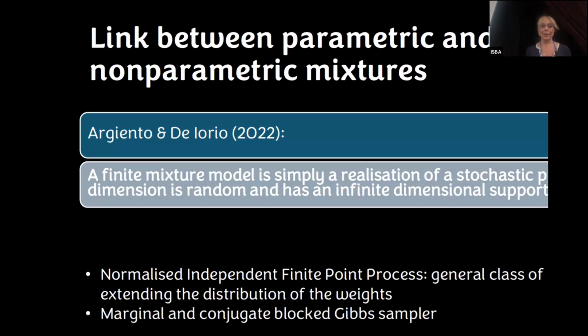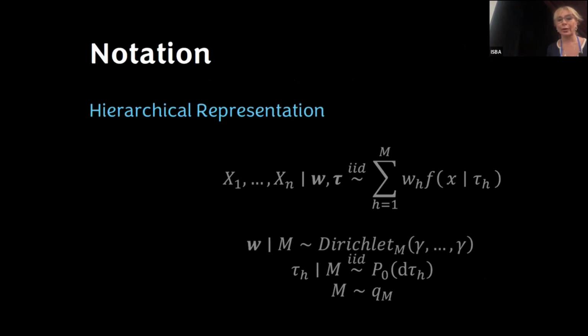And this is not a name I approve, because it is far too long, but Raffaele likes it, so we left it. And we show that this is a very general class of prior for a finite mixture model with random number of components. The good thing about this construction is that it allows for quite efficient computation by either a marginal or conjugate blocked Gibbs sampler. So I'll try to give you the intuition of what we are doing.